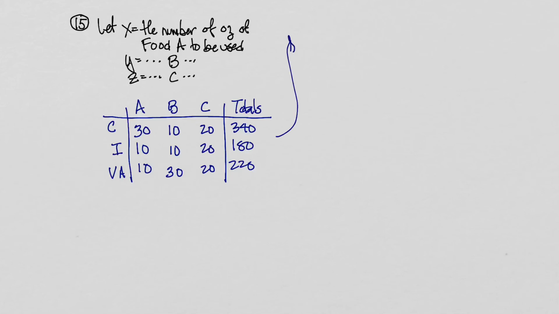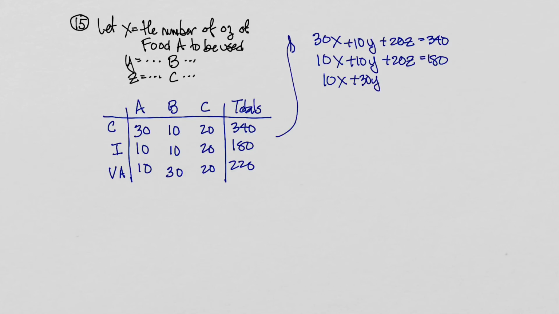So here's our system. If we want to write the system, it's going to be 30x plus 10y plus 20z equal to 340. And you see where that's coming from, just reading that first row. 30 x's plus 10 y's plus 20 z's, all equal to 340. And then continuing on with the other two equations, we'll have 10x plus 10y plus 20z equal to the 180. And 10x plus 30y plus 20z equal to the 220.